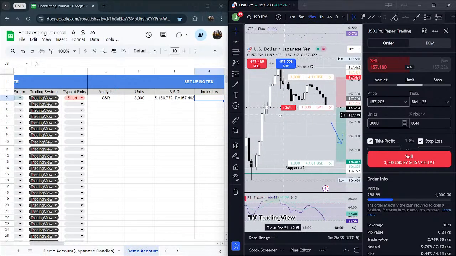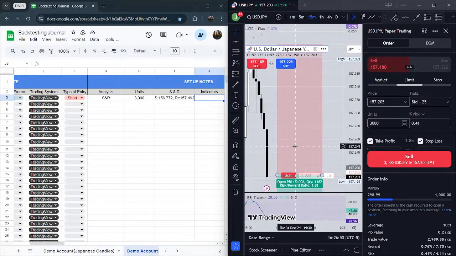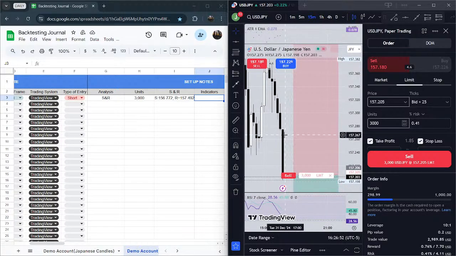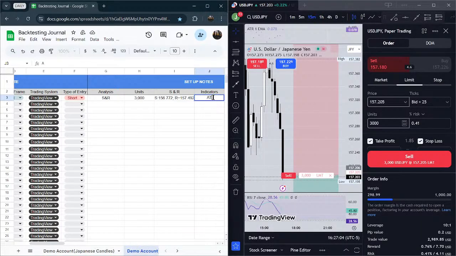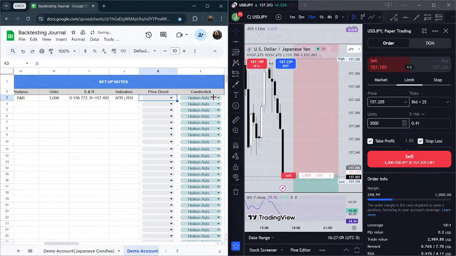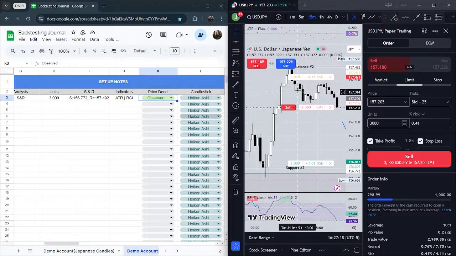There's a high chance that the market might go up, retest it, and then push down. But I think, because of the volatility that it left, it's still going to keep on going and push down. Price deceleration observed. Price deceleration is when price stops going at this pace and starts slowing down.